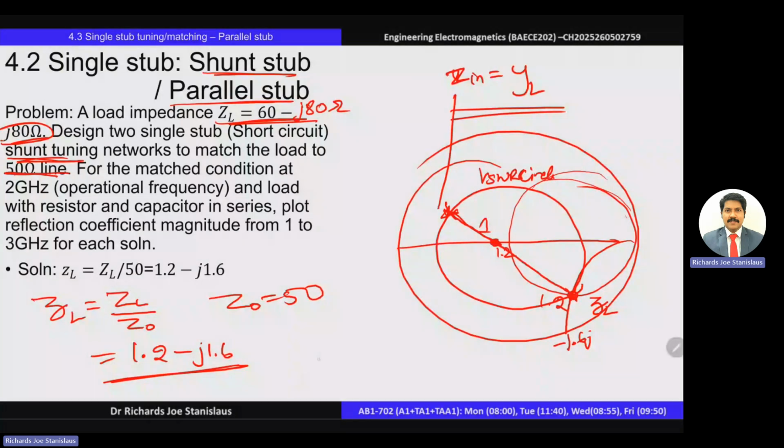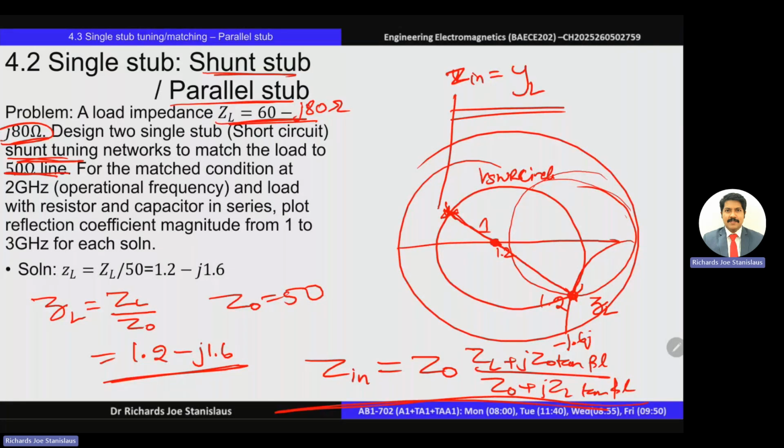However, we also have the input impedance expression along the transmission line: Zin equals Z0 times ZL plus J Z0 tan beta L upon Z0 plus J ZL tan beta L. When we substitute L as lambda by 4, which corresponds to moving along the VSWR circle for 180 degrees, we get an input impedance which, when normalized to the characteristic impedance, is equal to the inverse of the normalized load impedance, at L equals lambda by 4.